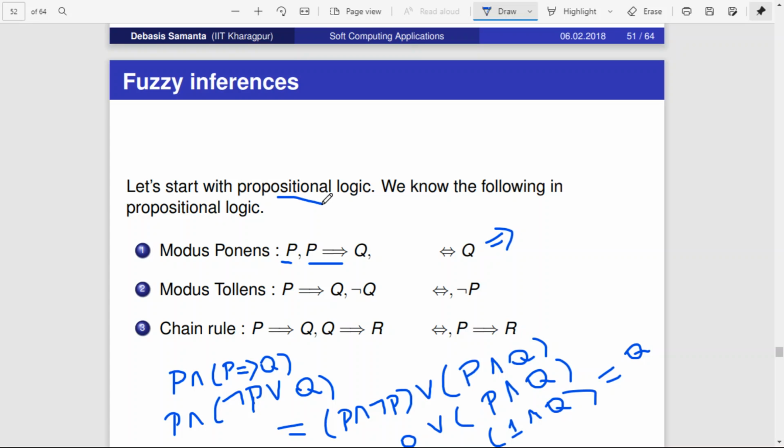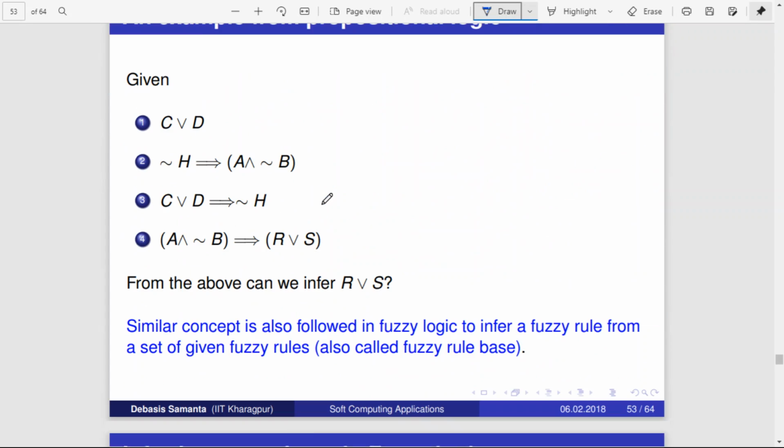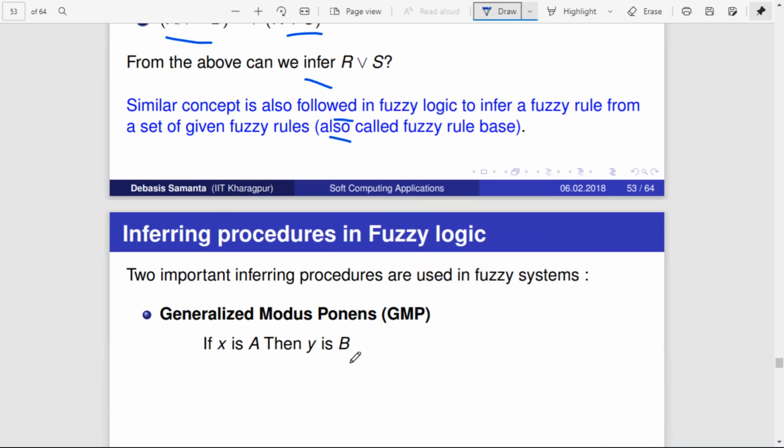Similarly, for fuzzy we will be doing this. So that's what the topic is. Similarly, in propositional logic, given these rules, we can infer one rule from another rule. How to do a similar thing in fuzzy logic, that's what we are going to discuss.